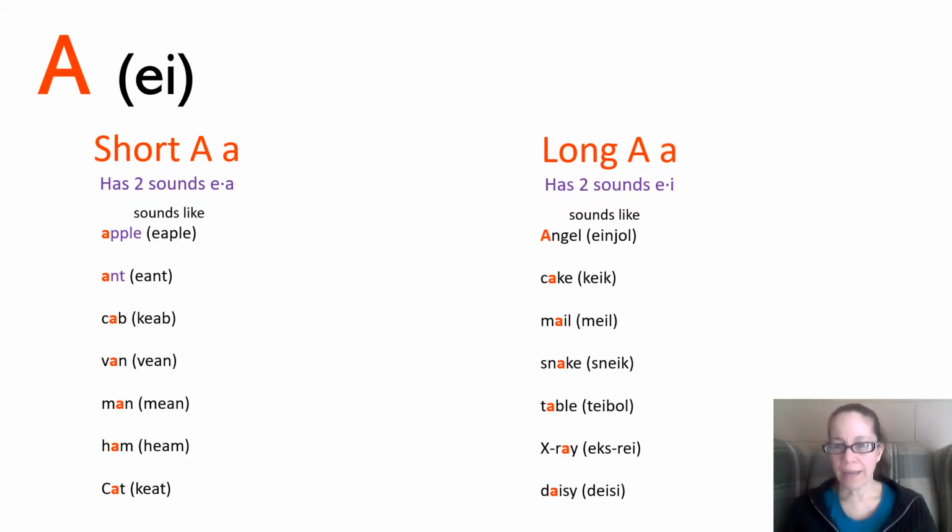The long A also has two sounds, but it's more like a short E and a Latin I, like A. So here goes. Angel, cake, male, snake, table, x-ray, daisy.